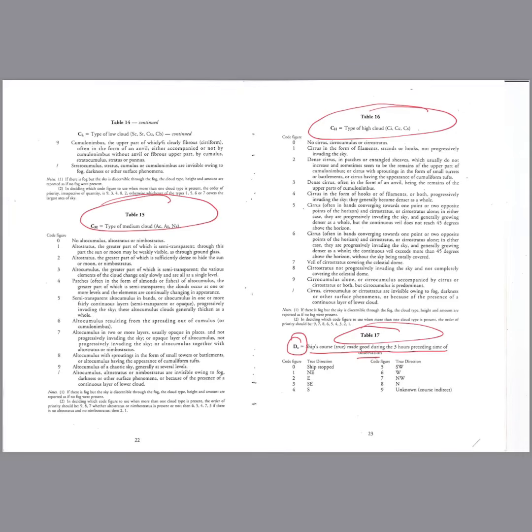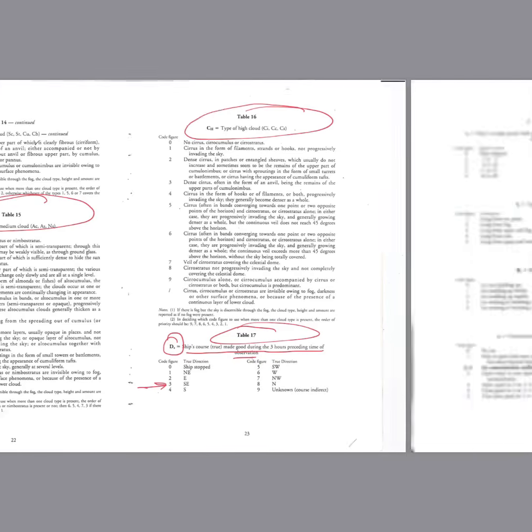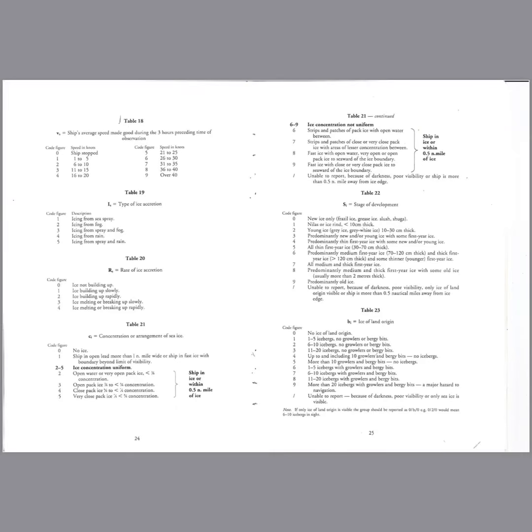So again, if you see the number here, it was number 3 in our example. So 3 is southeast, as you can see. So this was southeast. And then the speed, ship's average speed made good, was table number 18. This is VS here. And our number was 4. So 4 stood for 16 to 20 knots. That's how I was getting all that information from.